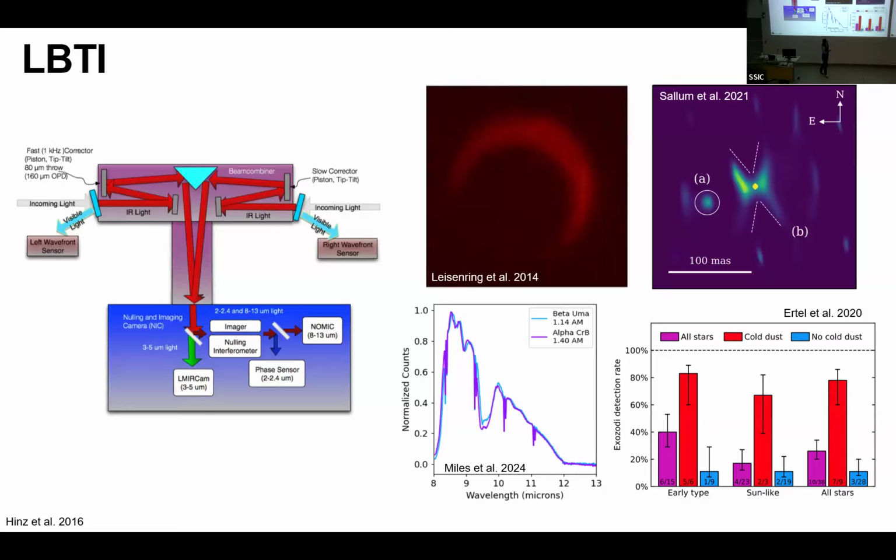So you can see a diagram of how this works over here. You have two wavefront sensors, one for each primary, and then you phase up the light between the two primaries, and you can do things like null the central star. You can do imaging from 3 to 5 microns and actually also spectroscopy across that range, and somewhat uniquely mid-infrared imaging. And so LBTI was originally set up to do things like look for exozodi around nearby stars.